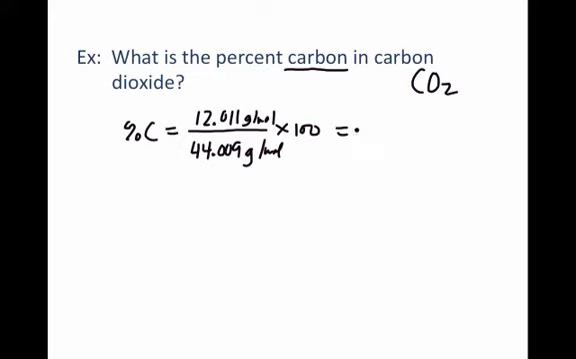If I do my math, 12.011 divided by 44.009 times 100, you get 27.3% carbon in carbon dioxide. Again, this is percent by mass, so we're using the molar masses from the periodic table.